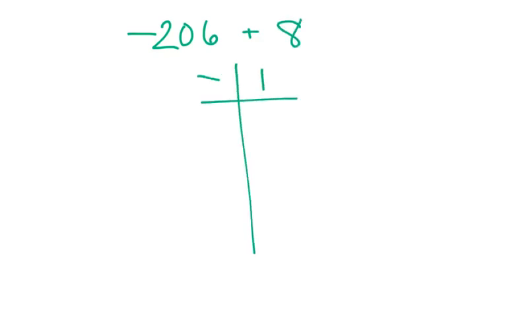Let's try another one. Negative 206 plus 8. Doesn't matter which side your positive negatives are on. 206 is negative, 8 is positive. I can see that the negative team wins.